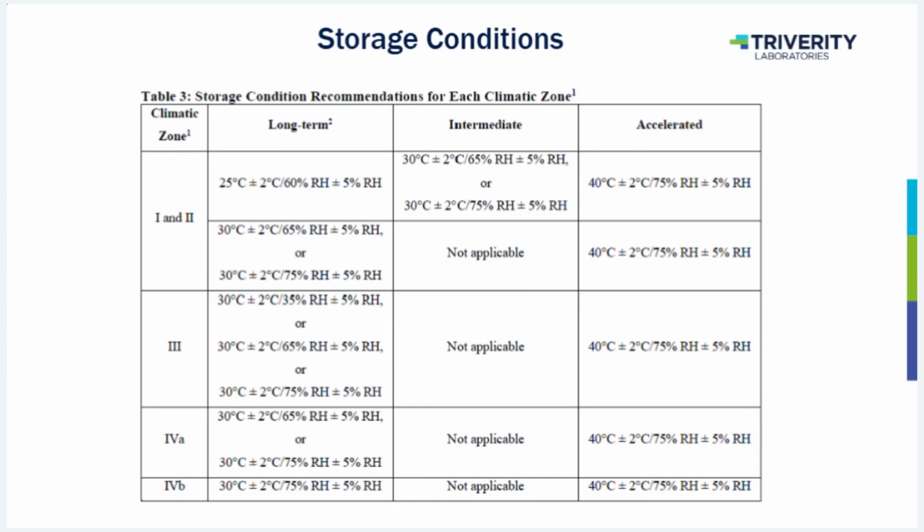One of the things that the guidance states is that you can use a more severe condition. So if you are marketing a product globally and you typically have to do Zone 4B and Zone 2, if your product is stable at Zone 4B, you could just do stability at Zone 4B and use that to support a Zone 2 application as well.